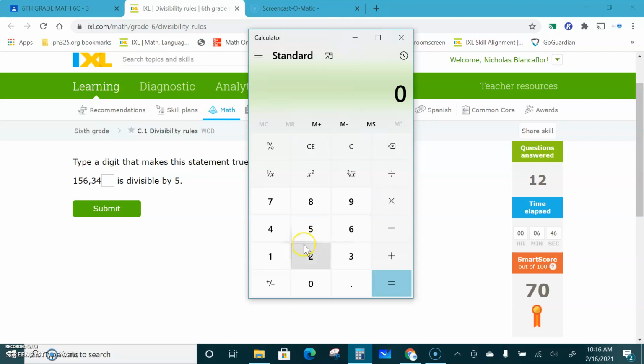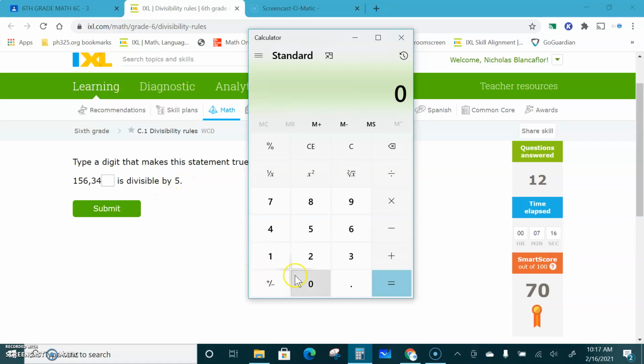So for instance, I would type in 156341 and see if it's divisible by 5. And it's not. See how I got a decimal. Okay, so that means it's not divisible by 5. But since I know my divisibility rules, anything that ends with a 0 or ends with a 5 means that it is divisible by 5.